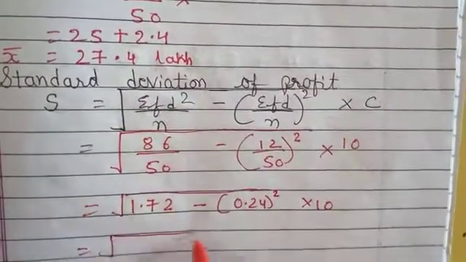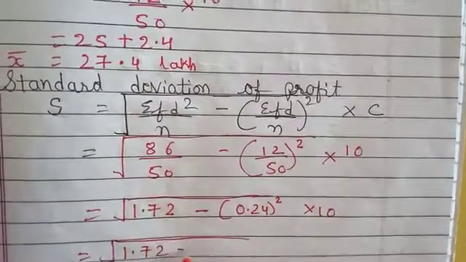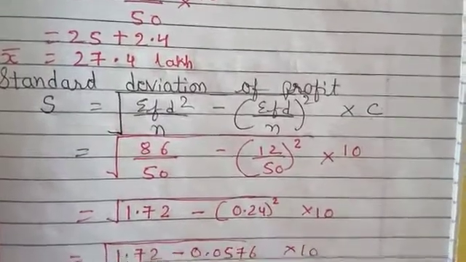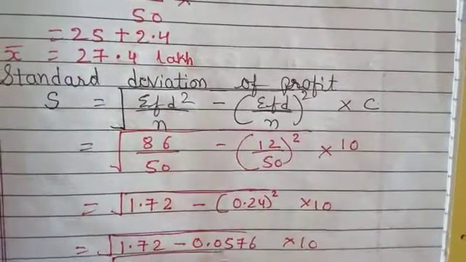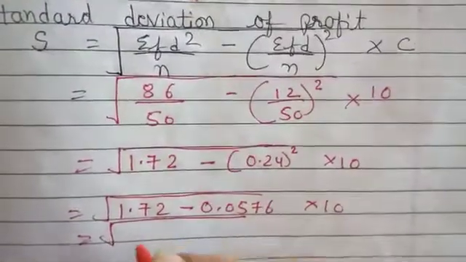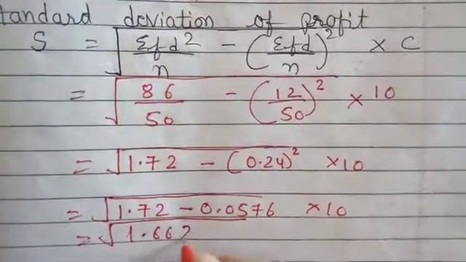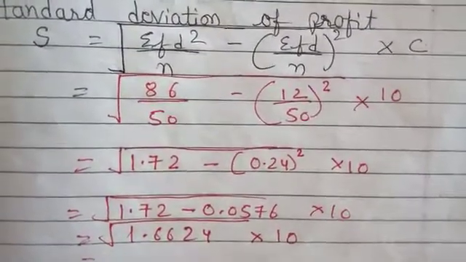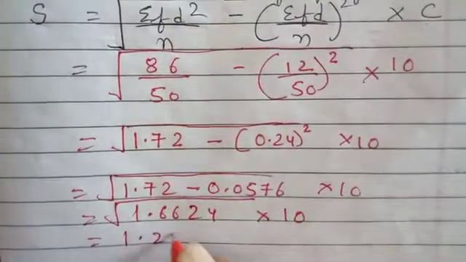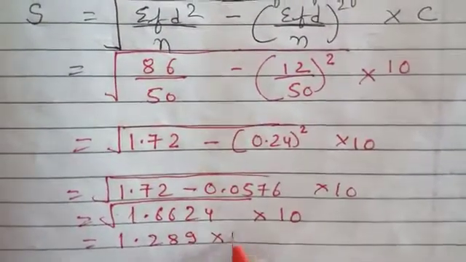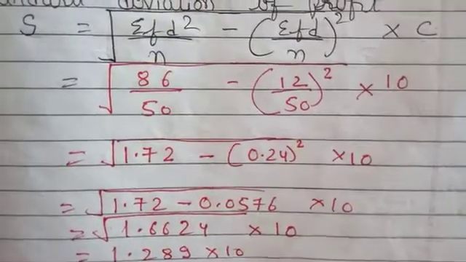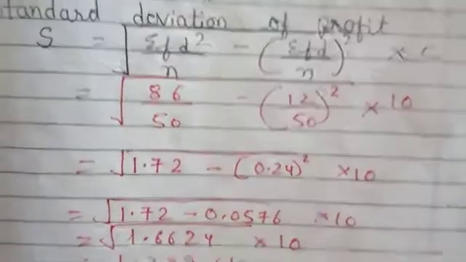Now 0.24 whole square is equal to 0.0576. From 1.72 we will subtract 0.0576. So I'll get my answer as 1.6624 multiplied by 10. When I find the square root of this, I'll get 1.289 multiplied by 10, that is equal to rupees 12.89 lakh, which is my standard deviation.